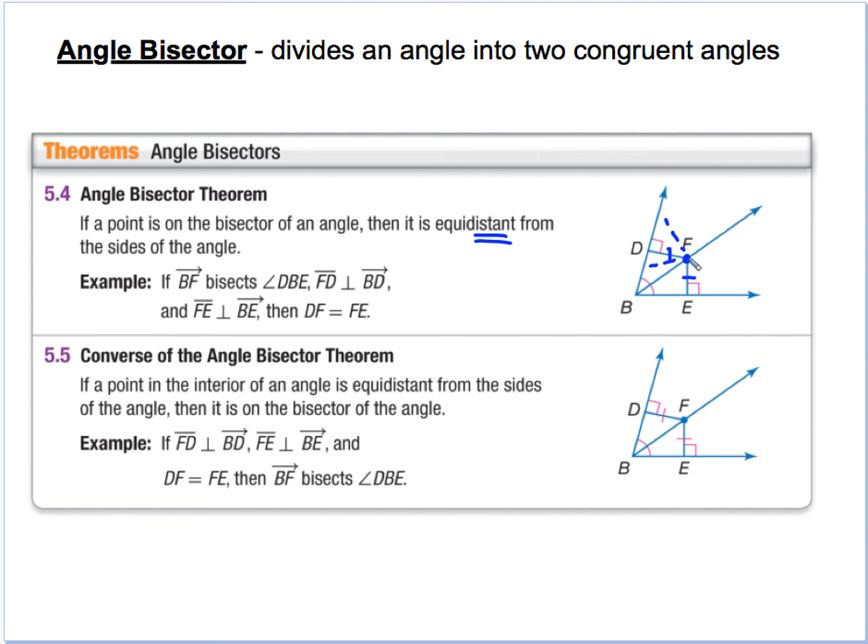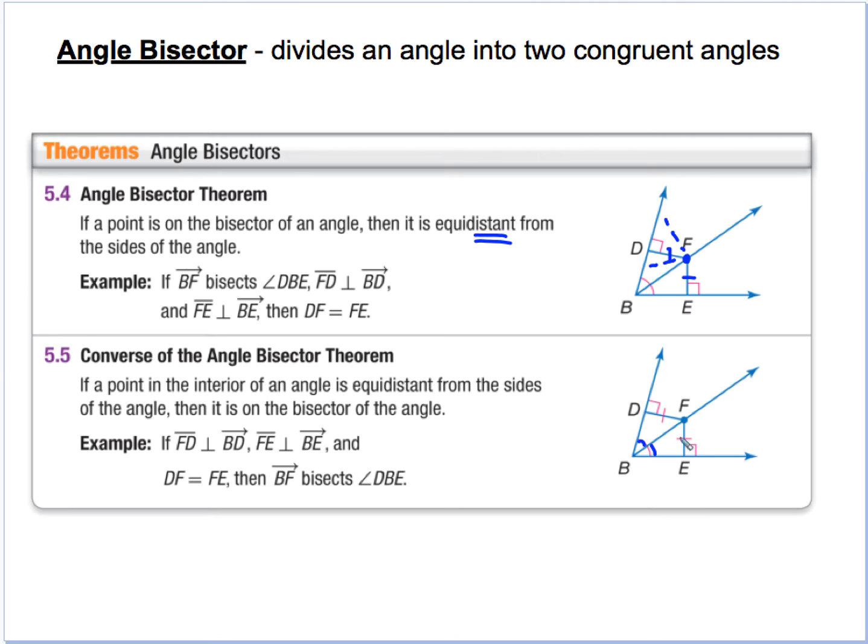Okay, but the distance from F to line BD is going to be the same as the distance from F to line BE if F is on the angle bisector. And then the converse of that theorem is that if you have a point inside of an angle and it's equidistant from each side, then that means it's on the angle bisector. So you would know that those two angles are congruent then if you see these markings.